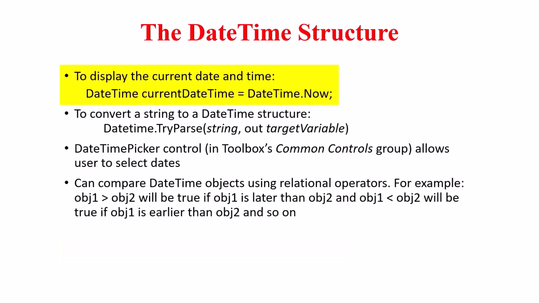To display the current date and time, current date time equals DateTime.Now. That's a method you can use in C# to grab the date time. So if you want to just grab it, that's it. Current time is whatever you click that button and it brings it in.